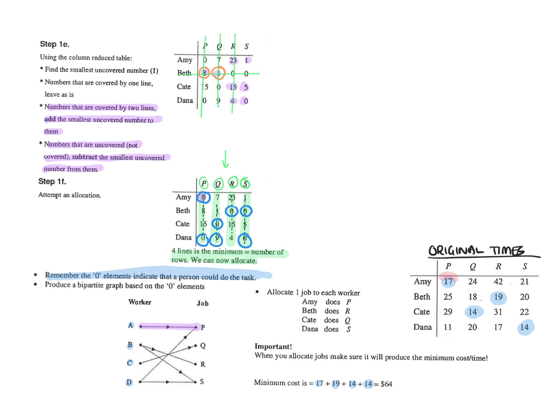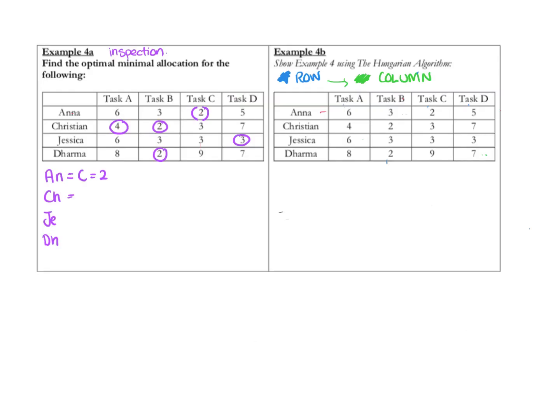So I go back to the original times, and I'm getting those times. So Amy took 17 minutes to do P. We got Kate to do Q. And then R's only Beth can do. So Beth did R, and then I only had S left. So we get Dana to do that one. And then we add them all up, and the minimum cost was $64.